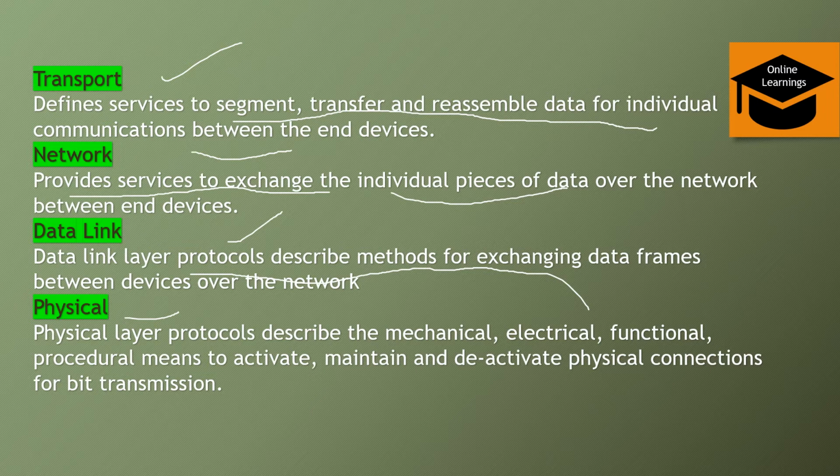If you have two end devices attached to a wire, then the bits will be transferred across the wire. The wire is the medium. The medium can be wireless also. The physical layer describes the mechanical, electrical, functional, and procedural means to activate, maintain, or deactivate the physical connections. If you don't want your Wi-Fi to work in your home, you can just switch it off or remove the wire, and in that way you are deactivating the connection, right? There will be no physical transmission, and even though other layers exist, there will be no transmission, because the bit is the basic transmission unit.